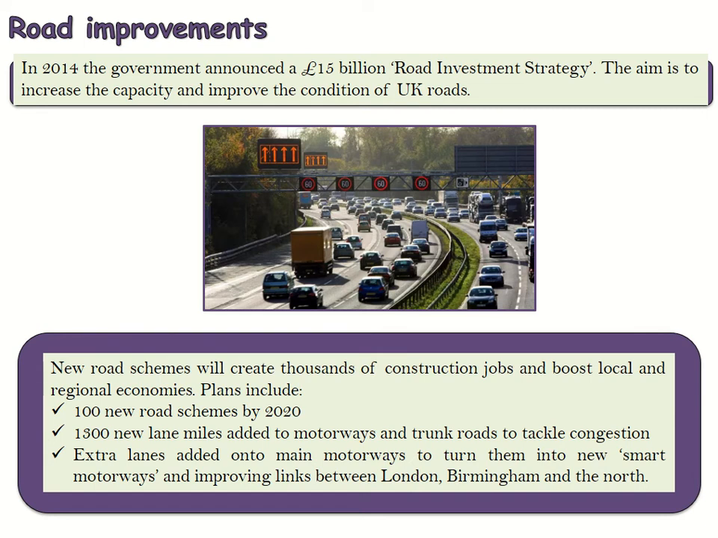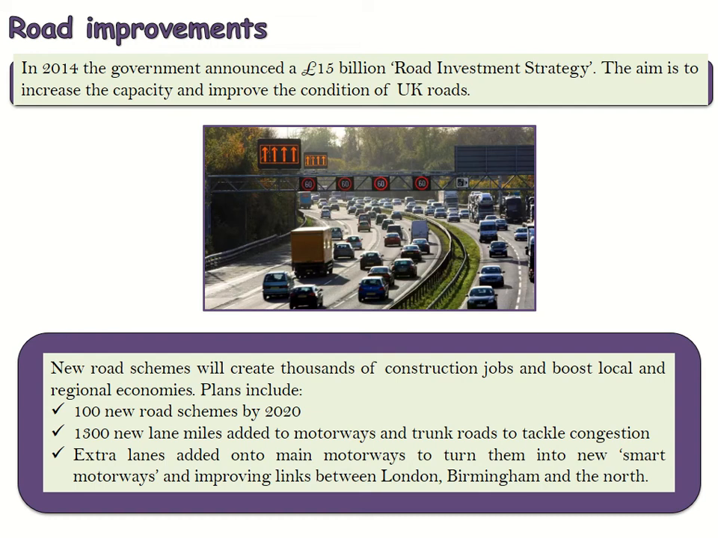So the UK government announced something called the Road Investment Scheme, where they said they were going to aim to invest about £15 billion into the condition of the UK roads. By this year, they aim to improve 100 new road schemes. They wanted to add 1,300 new lane miles to motorways. So that's adding an extra 4th lane even.